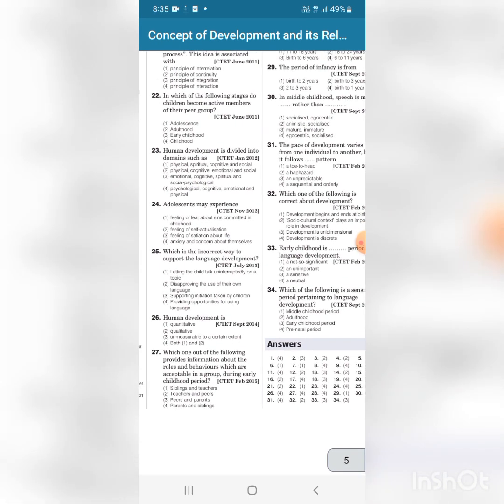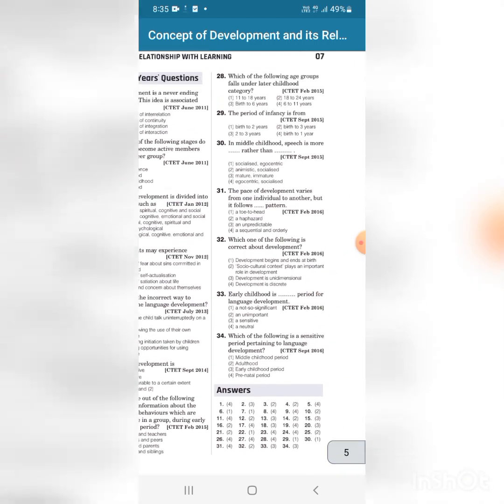Question number 26. Human development is both quantitative and qualitative. Question number 27. Which one of the following provides information about the roles and behaviors which are accepted in a group during early childhood period? The answer would be parents and siblings.